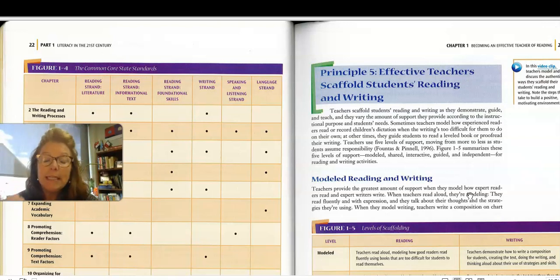This is scaffolding. This is the theorist Bruner. You need to know this. Bruner is associated with scaffolding. Rest of your life, make sure you know that.